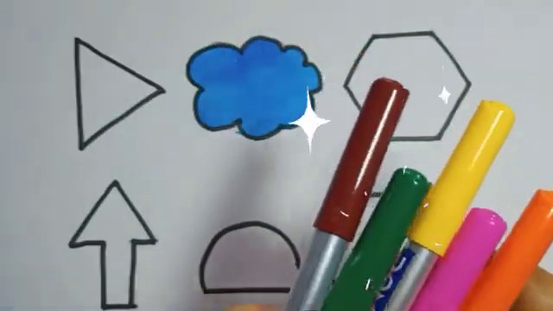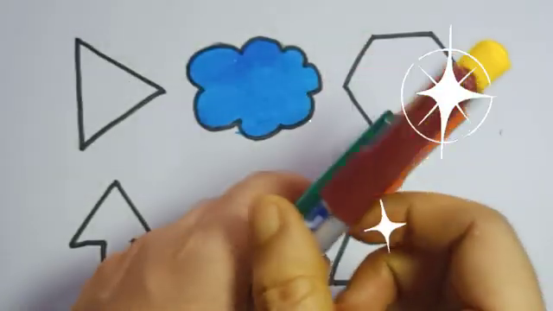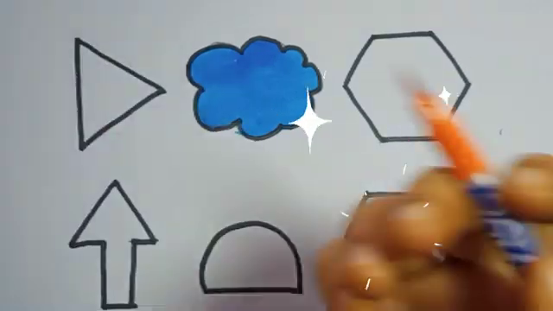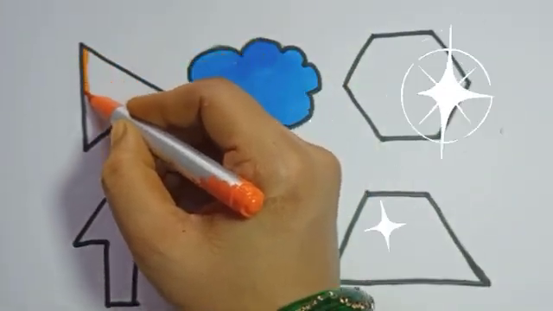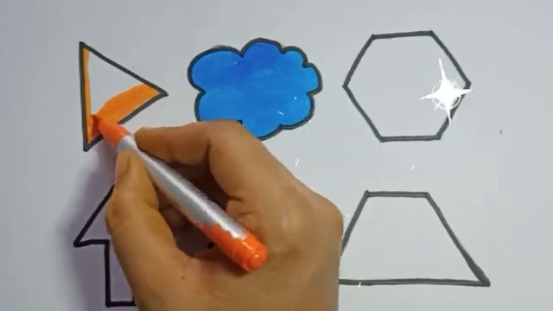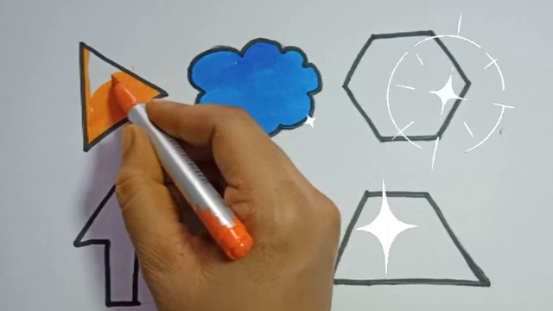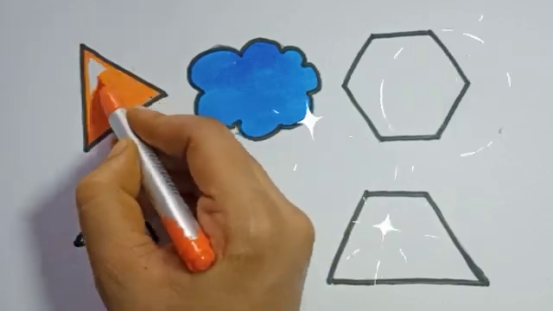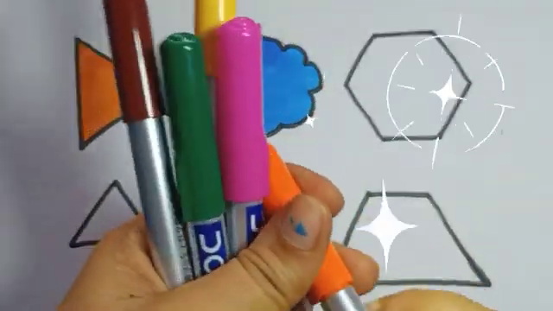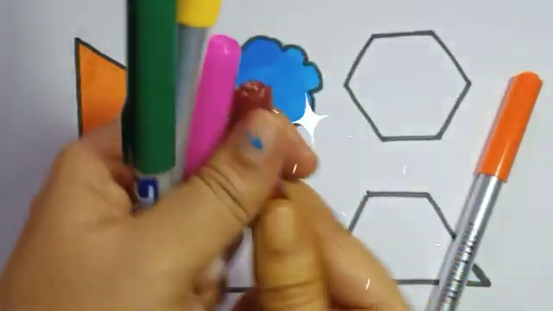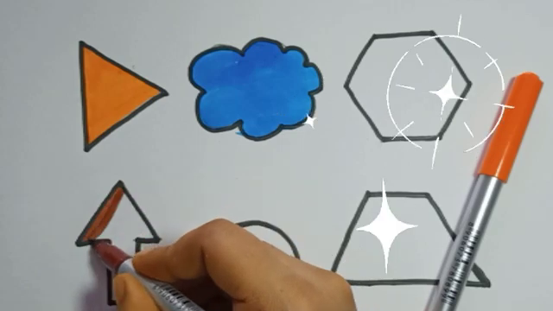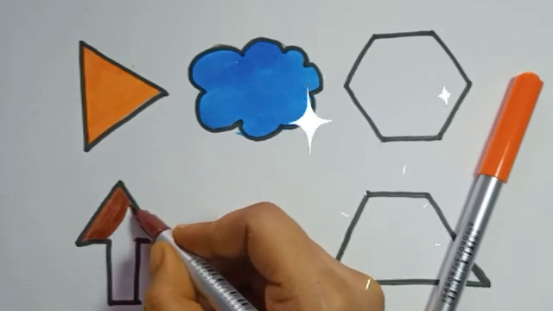Triangle. Let's draw triangle. Orange color. ये कौन सा कलर है बच्चों? This is orange color. Let's draw arrow with brown color. This is arrow, upward arrow.